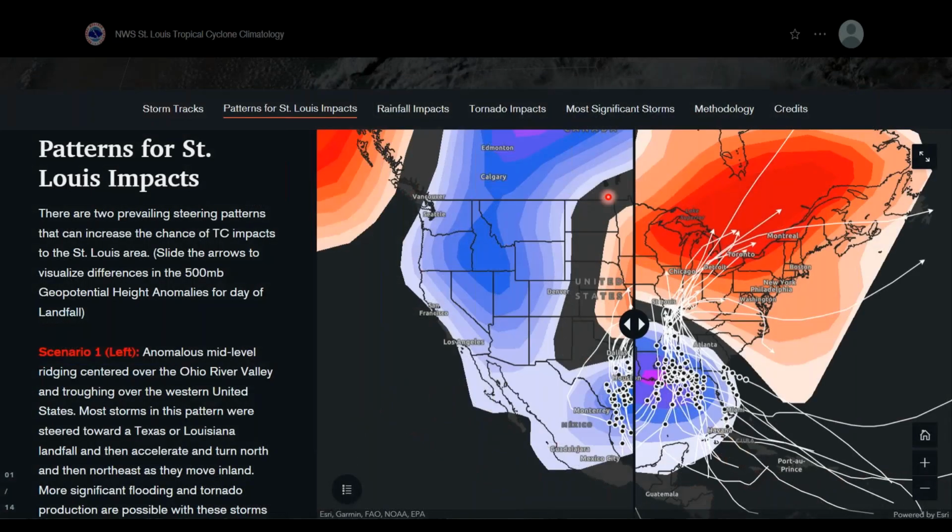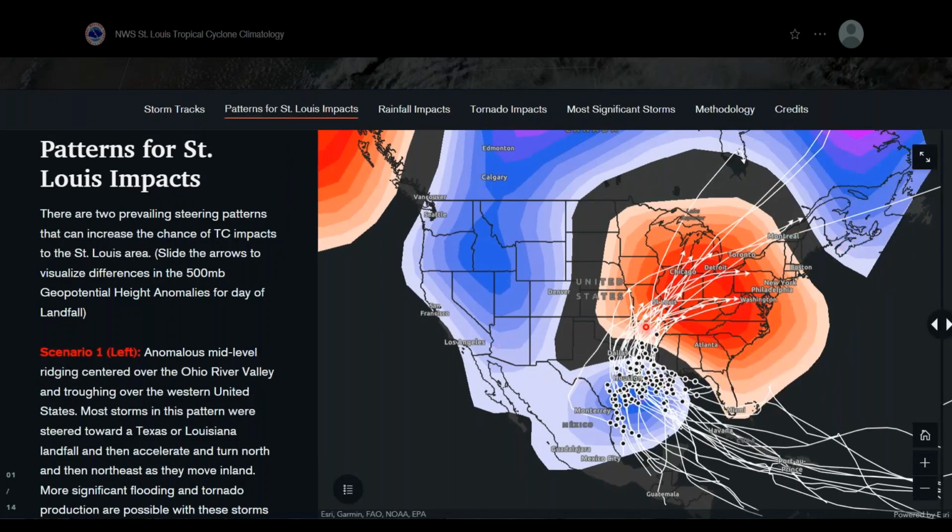So getting into what I was talking about earlier with that subtle cold spot that I had mentioned in western Mississippi, what that brought attention to was there are actually relatively two prevailing steering patterns that bring TCs into the St. Louis area. With scenario 1, which I'll elaborate on here, this is a really cool feature with being able to slide these geopotential height anomaly maps to show the difference in patterns. But scenario 1 here is interesting because it's your classic Western Gulf hurricane that recurves northward and then northeastward as the West Coast trough encroaches and takes it out into the mid-latitudes.